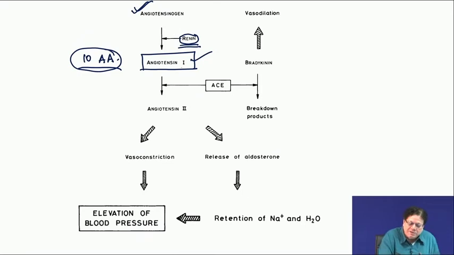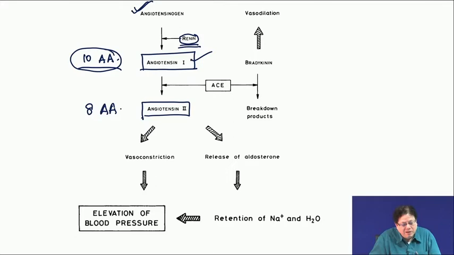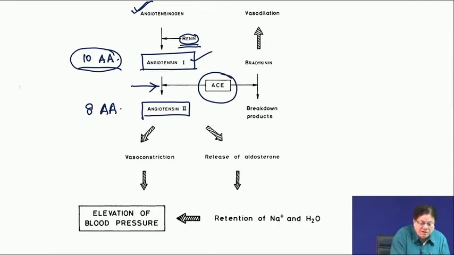Then angiotensin 1 is converted into angiotensin 2. Angiotensin 2 is an 8 amino acid containing peptide. So, that means now this is what is called angiotensin converting enzyme, the enzyme that is here, which is also a protease, by the way, because you are removing amino acids by hydrolyzing the peptide bond. So, that is called angiotensin converting enzyme, ACE.